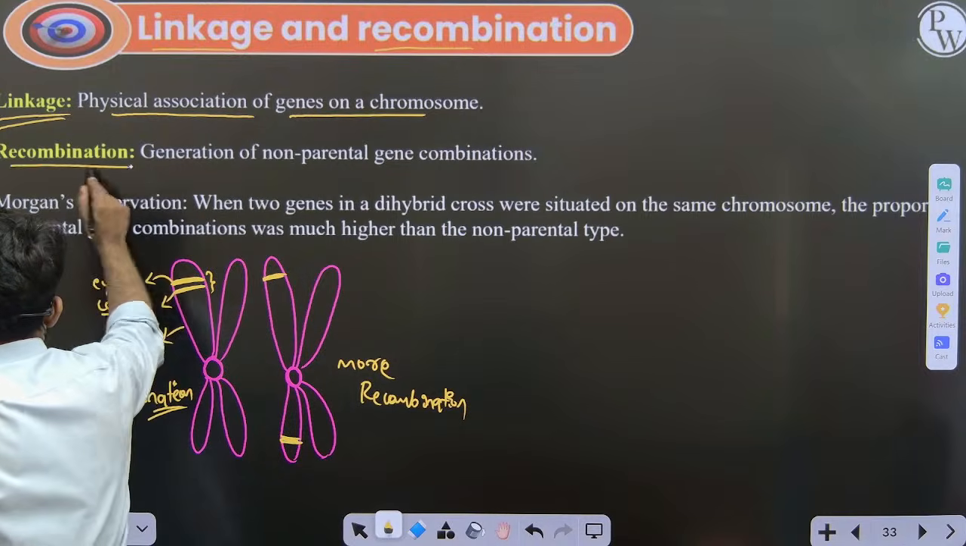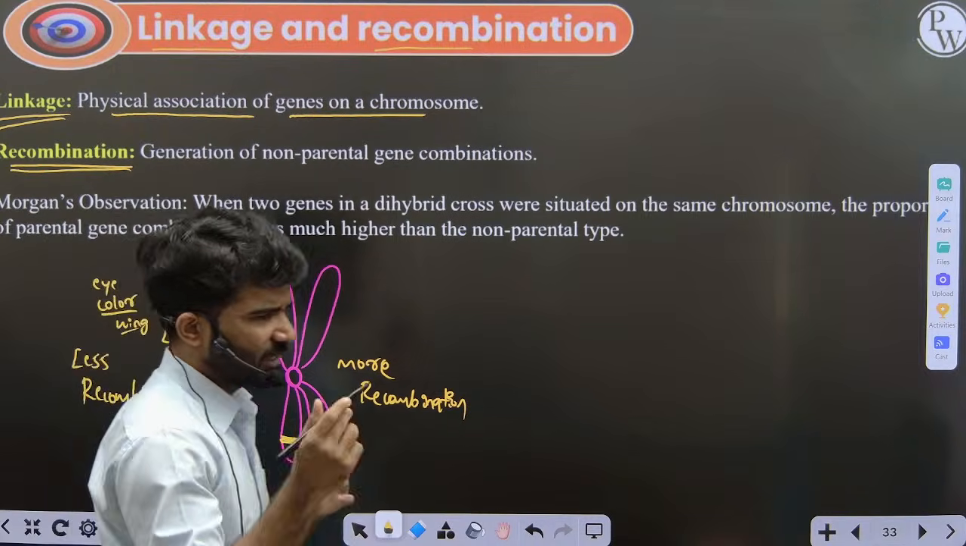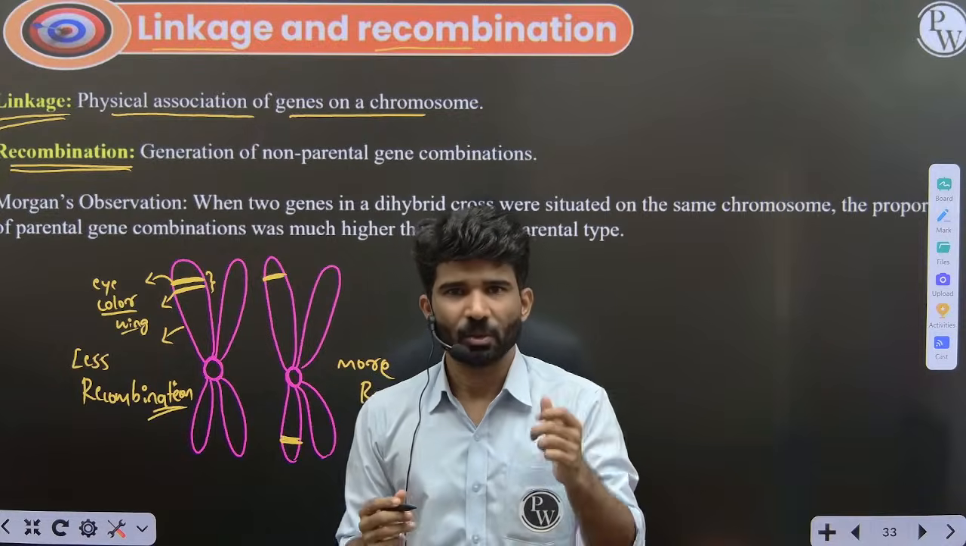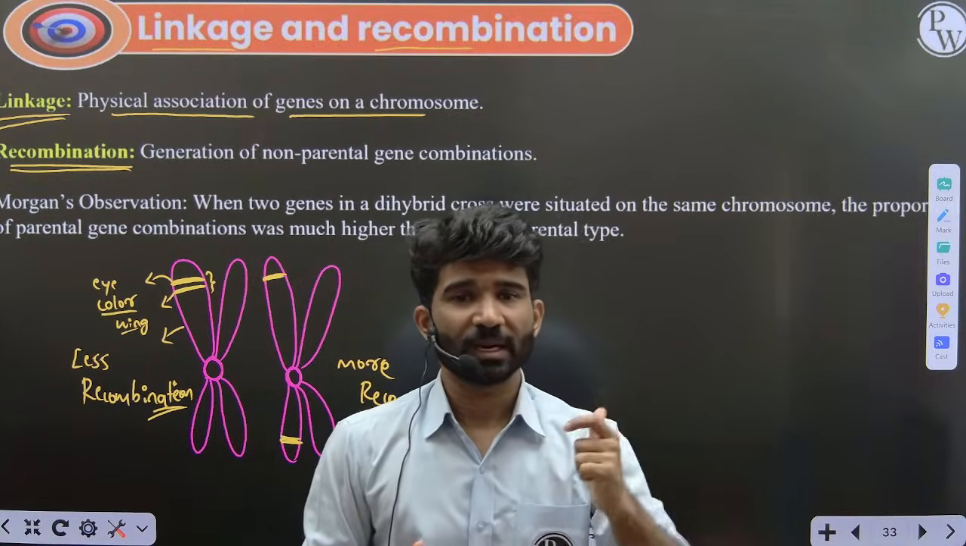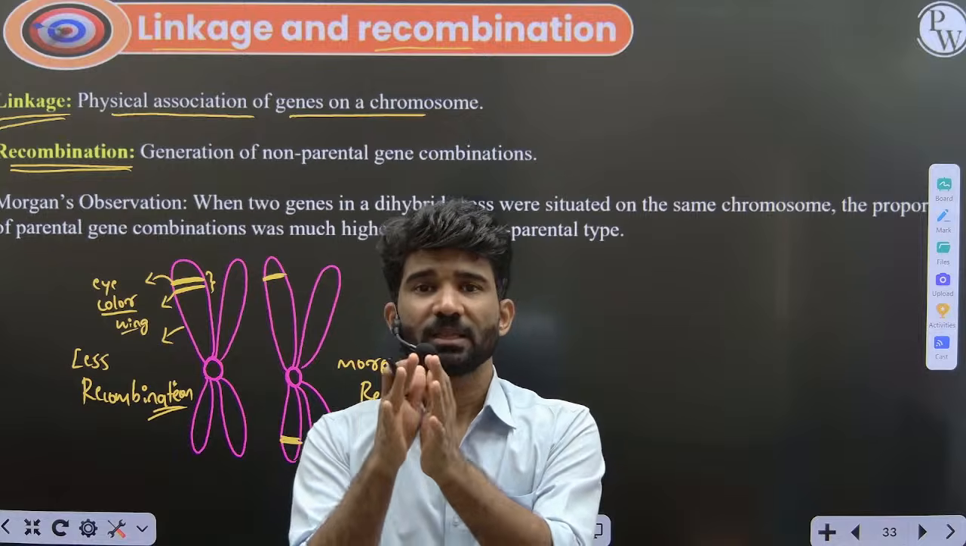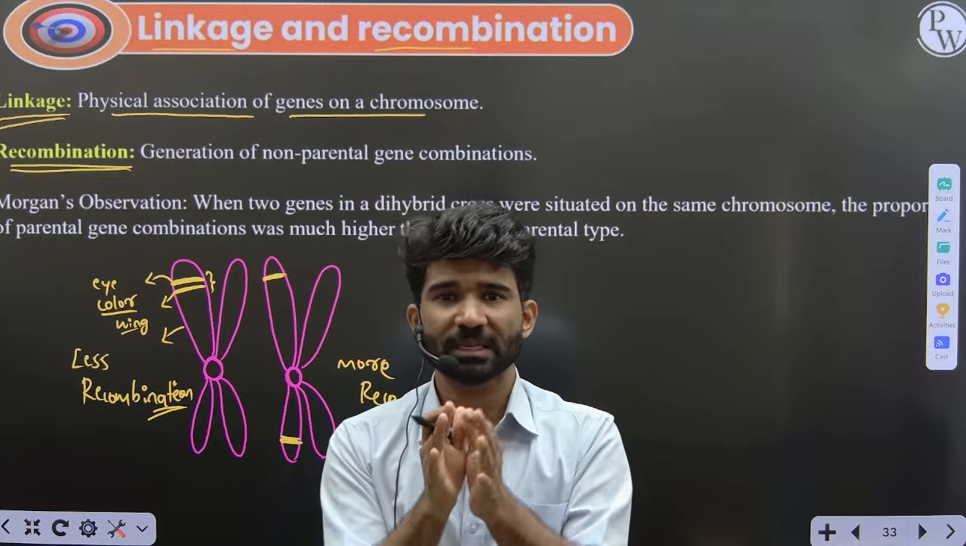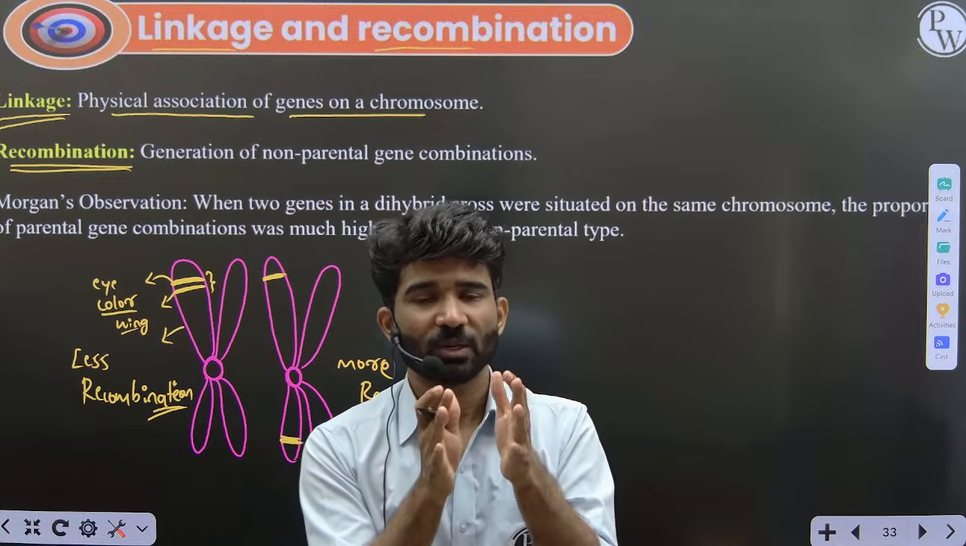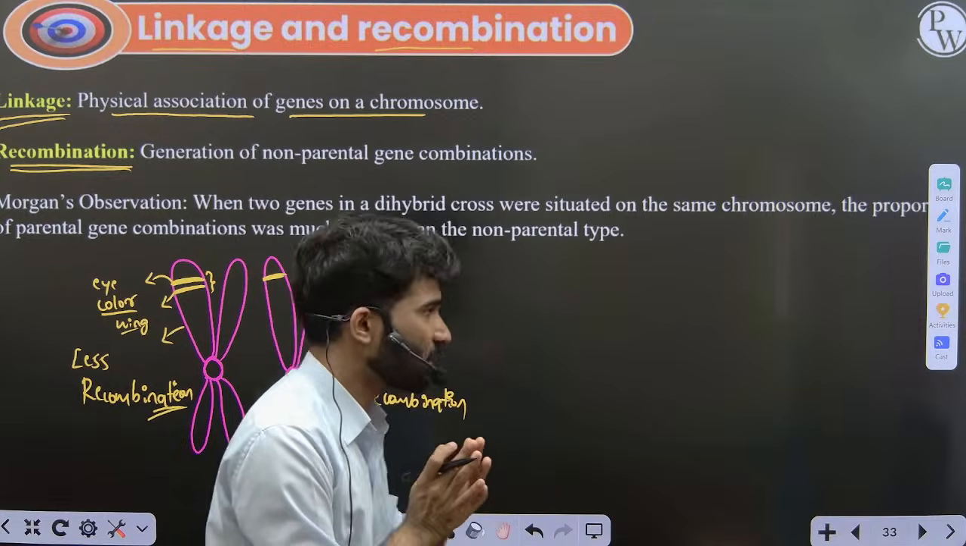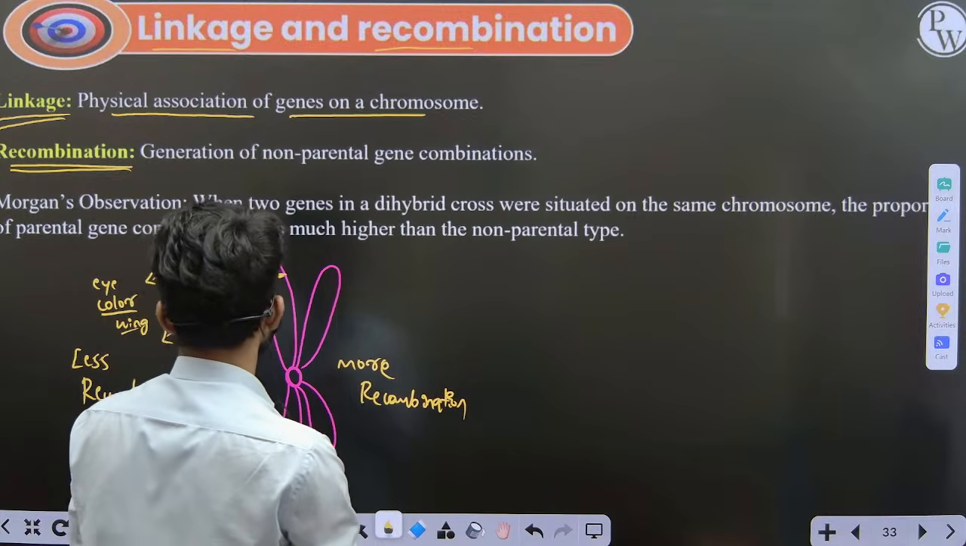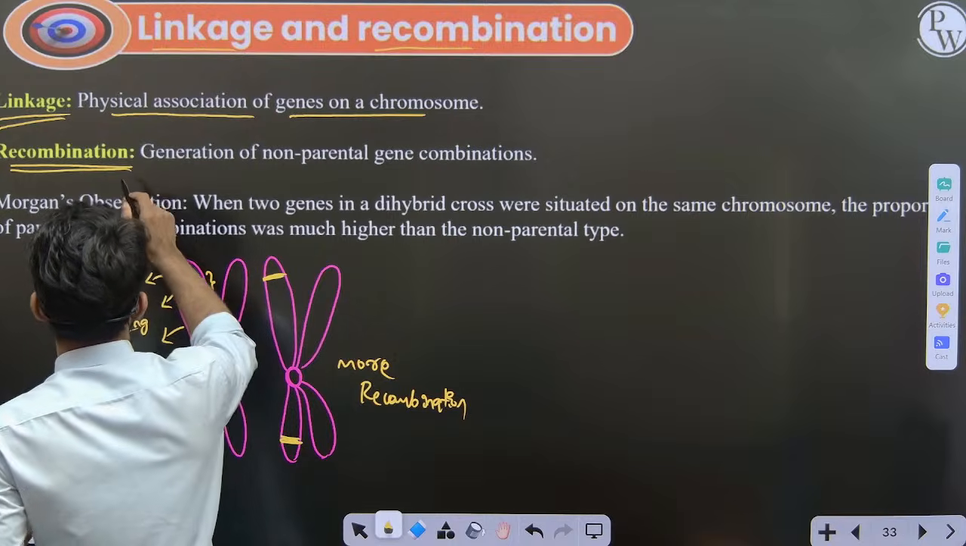Again, the next one is what is recombination. We already studied it in the genetic concepts. What is crossing over? What is recombination? Crossing over is the exchange of chromosome segments between sister chromosomes. What does crossing over lead to?